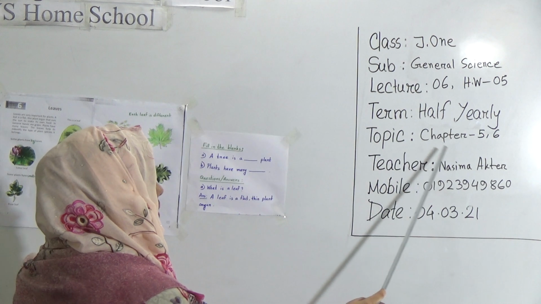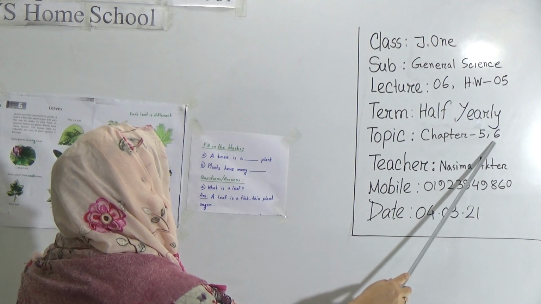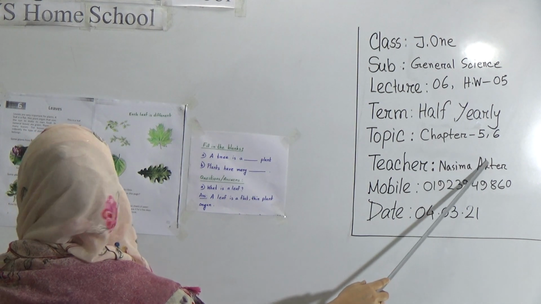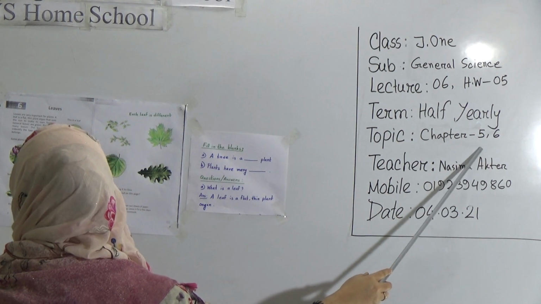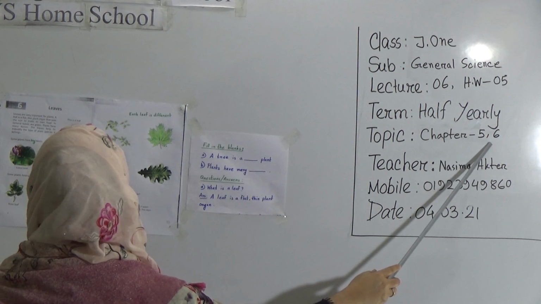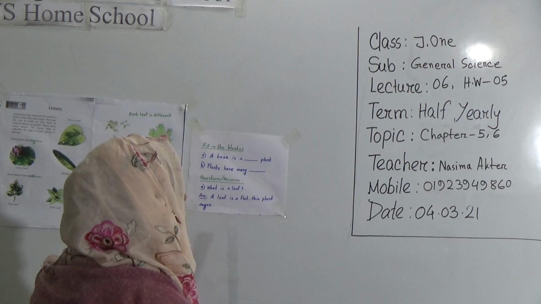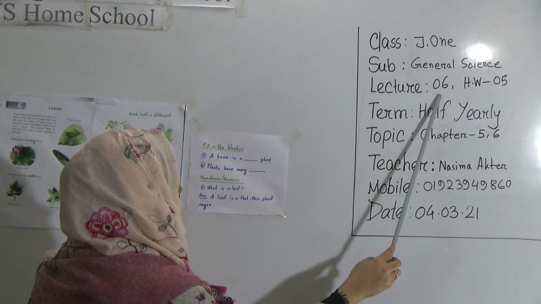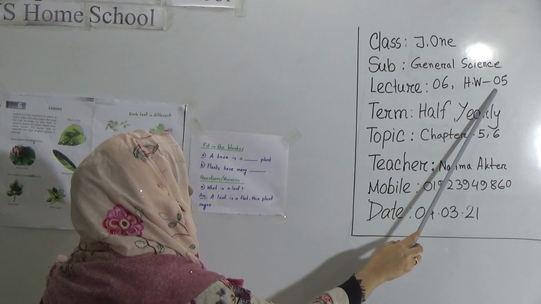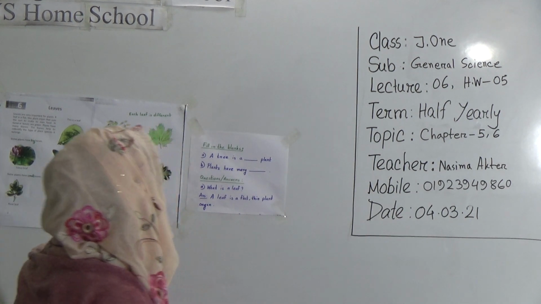Our today's topic is chapter 5 and 6. The name of chapter 5 is Big Plants and Small Plants, and the name of chapter 6 is Leaves. And this is lecture number 6, and I will give you SW. Our SW number will be 5 number SW.